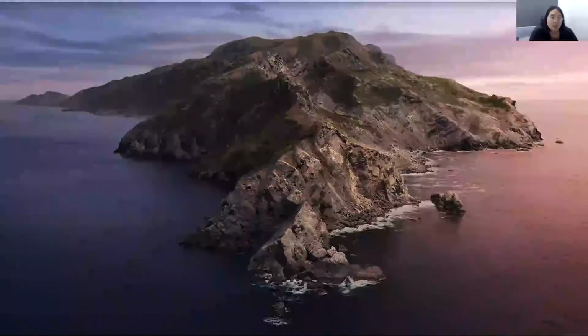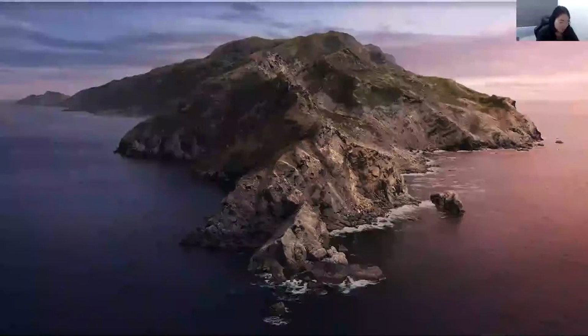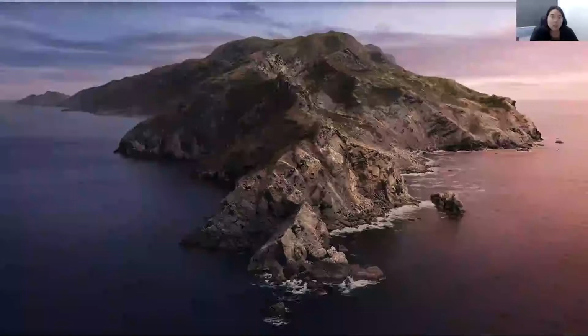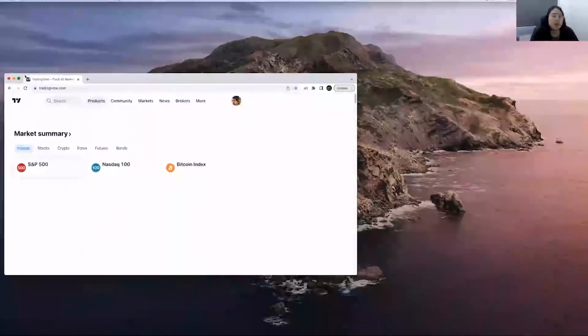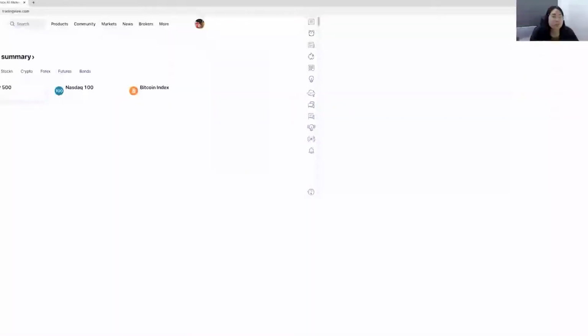Oh, what happened to my TradingView? Never mind. I think I accidentally closed TradingView. Everyone can see my screen, right?